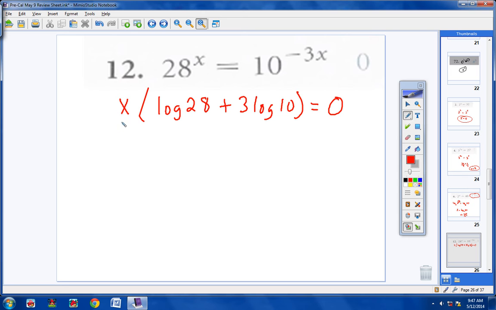Now, you want to know what x is? Would you not divide both sides by this right here? I would. You sure about that? Yep, you're right, but it's not always going to be that easy, so be careful.